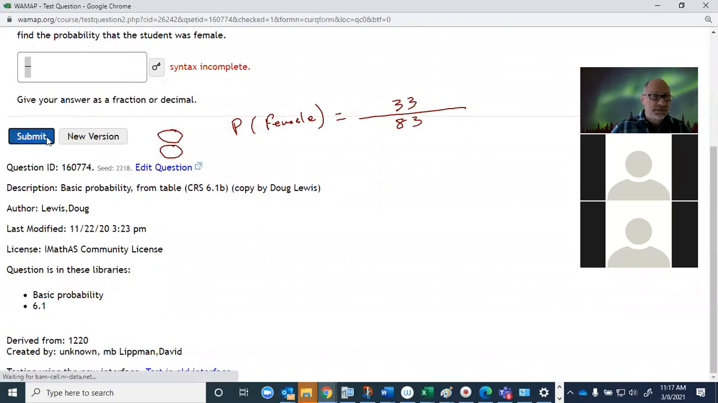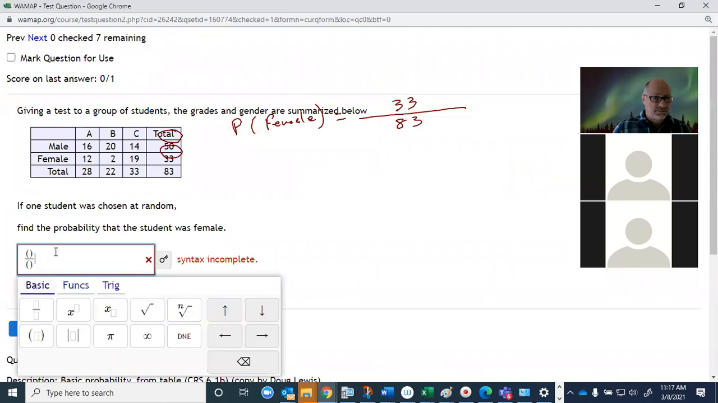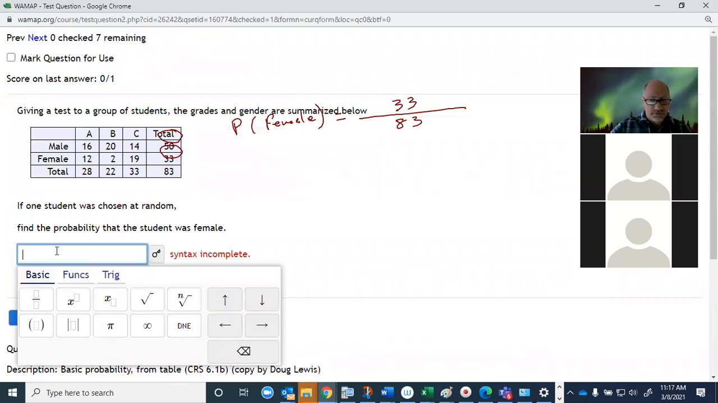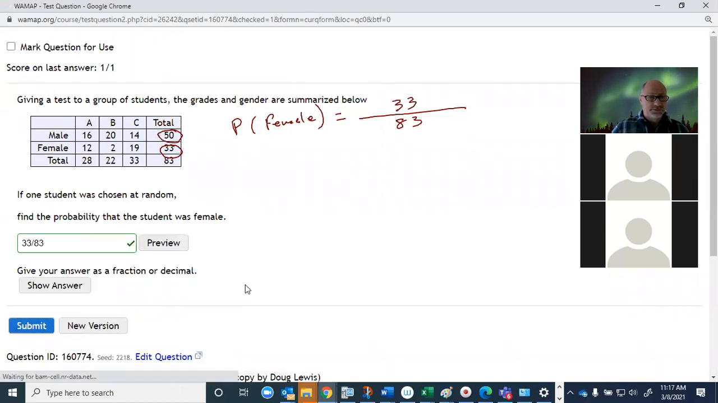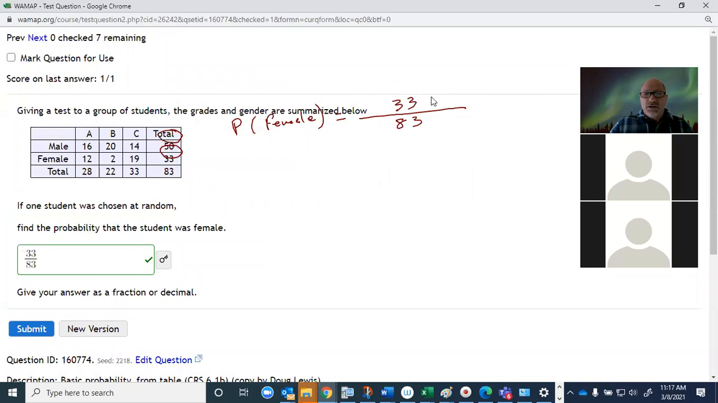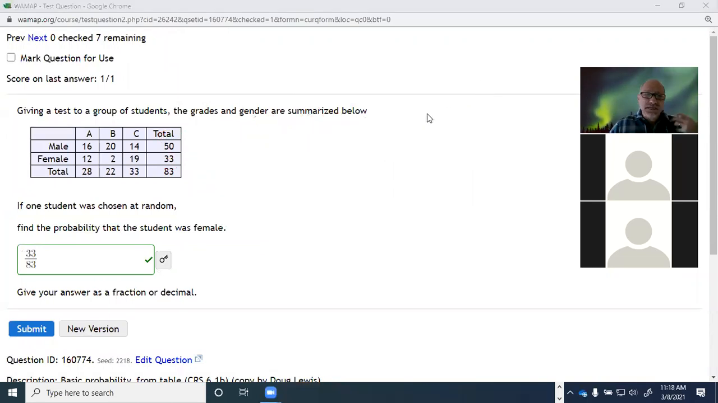Hit submit. Oops, it didn't answer it, did it? Wonder why. 33 divide. Oh, I know, my number lock is off. 33 divide 83. And that's okay. So let's go to the next problem. That's just kind of a basic idea of getting the fundamentals of probability down. Now the problems will get a little more interesting.